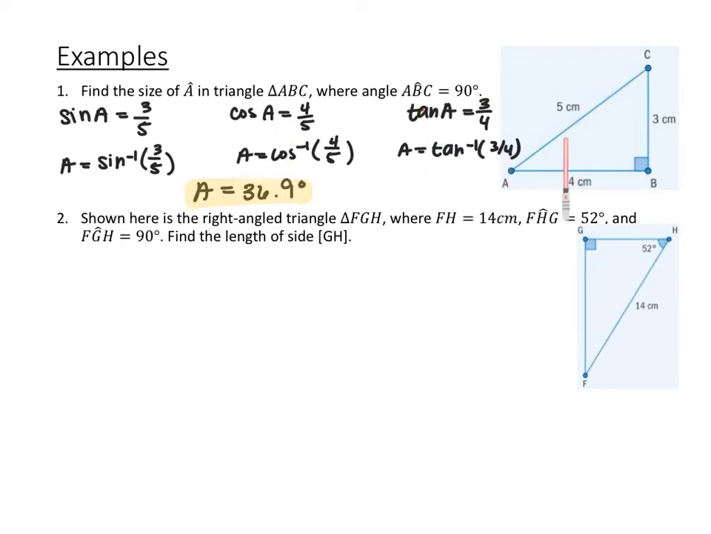And if I use tangent, that's opposite over adjacent, which is 3 over 4. So whichever one I did, I switched it into inverse form. So I solve for A, so I get A is equal to either sine inverse of 3/5, cosine inverse of 4/5, or tangent inverse of 3/4. And then I just plug this into my calculator. Make sure your calculator is in degree mode so that you end up with a degree angle.